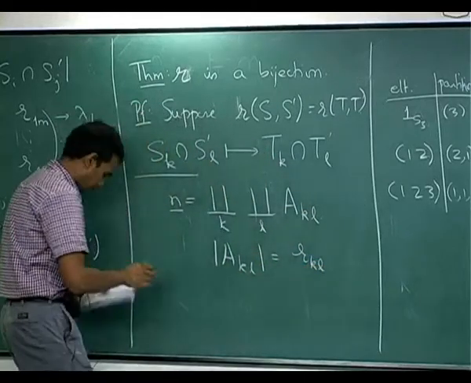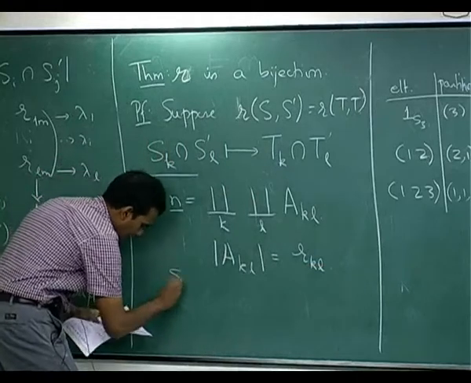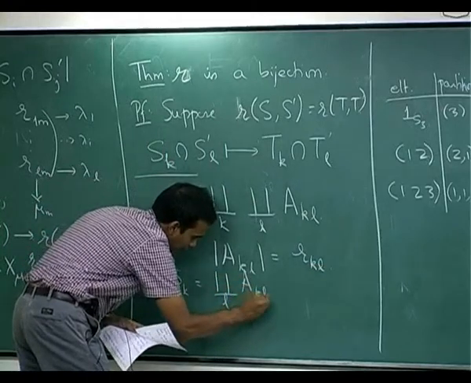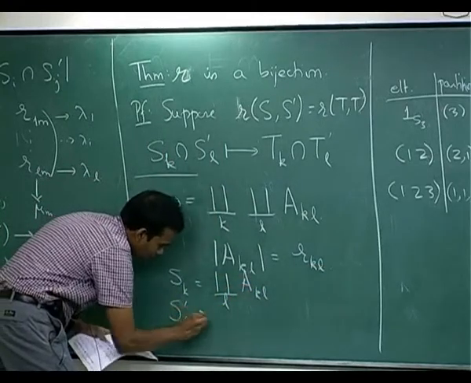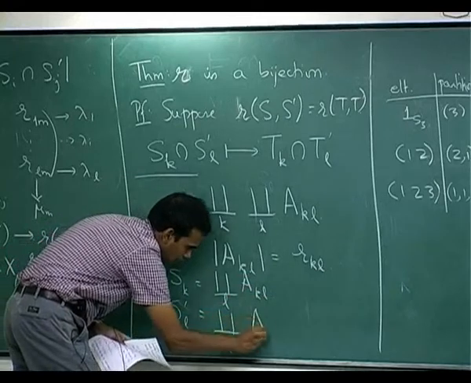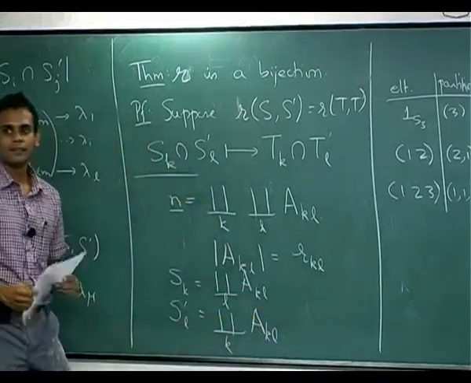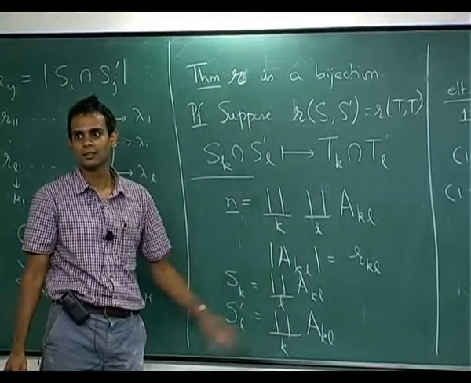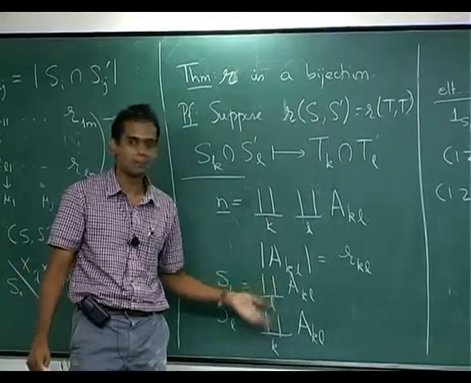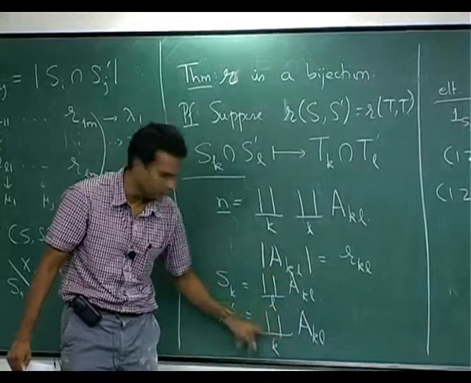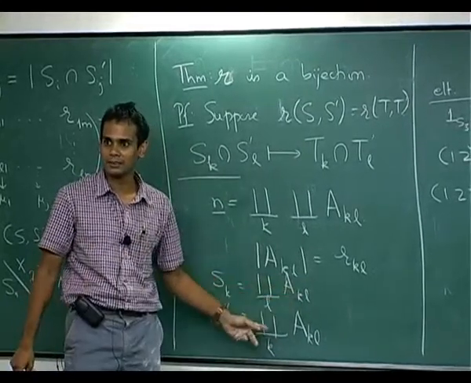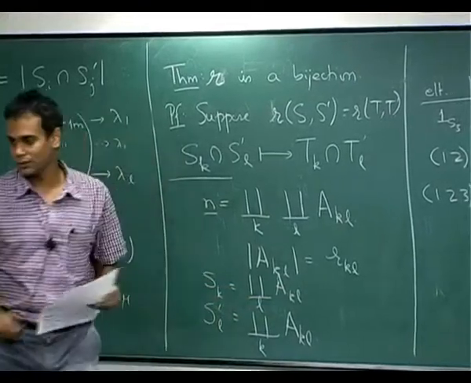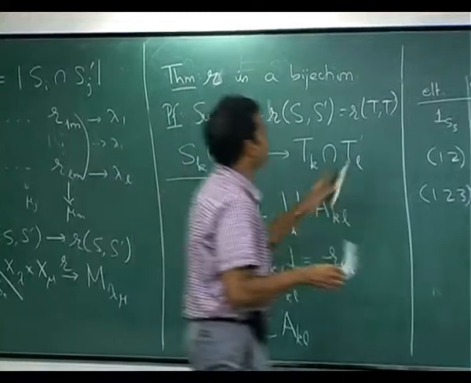Right? And then I'll take Sk to be the union over l of A_kl, and S prime l to be the union over k of A_kl. Then the intersection of Sk and S prime l will be precisely A_kl, because these sets are pairwise disjoint. So the only one that's common in this intersection is the klth piece. Great. So we've got our first nice combinatorial theorem.